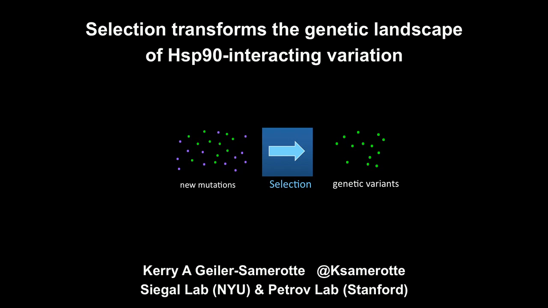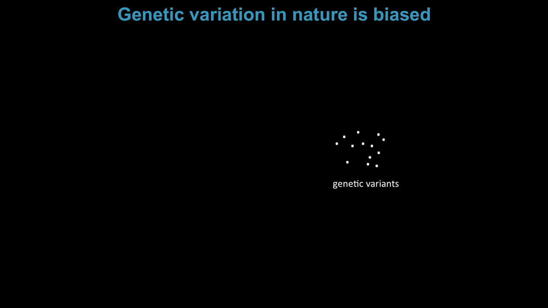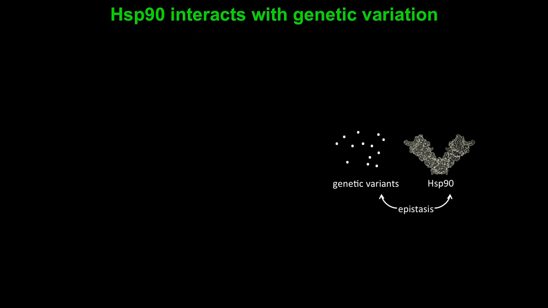I'm Kerry Geiler-Samerotte, and I'm going to be talking to you today about a question. And that question is whether selection transforms the patterns of epistasis we see in nature. So we know that selection acts as a filter of new mutations. For example, eliminating new mutations that are strongly deleterious, such that the genetic variants left in nature represent a biased subset of what's possible. So my question is, does selection also filter the types of epistasis that are present in nature? And in particular, I'm interested in a protein-folding chaperone called Hsp90.